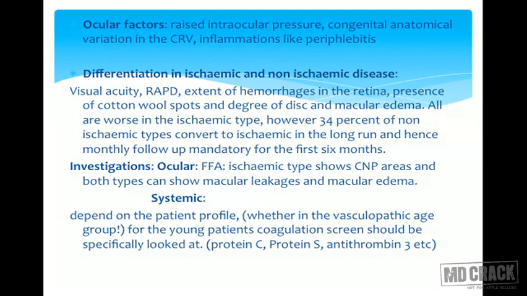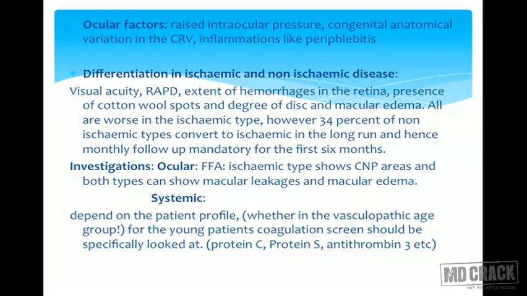The systemic investigation depends on the patient profile. As we have discussed, there are two classical presentations in terms of age group. They can be either a vasculitic age group or a vasculopathic age group. The difference being the vasculopathic is the age with hypertension, diabetes, etc., which come as a natural add-on in terms of age, whereas the vasculitic age group is the relatively younger patients.